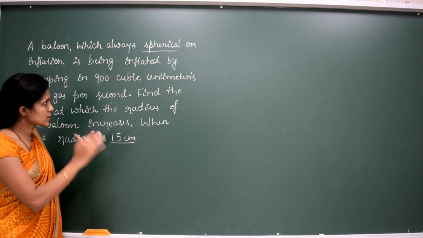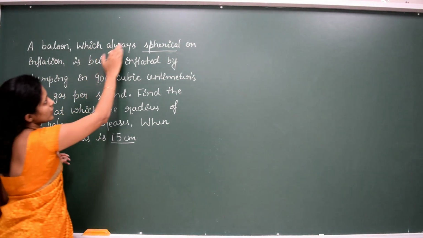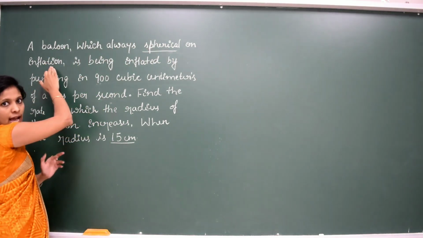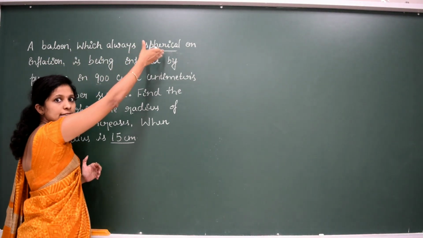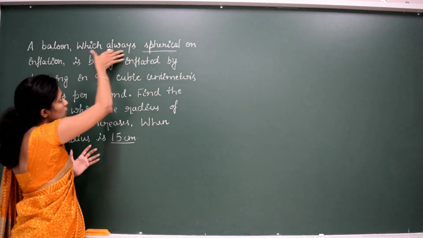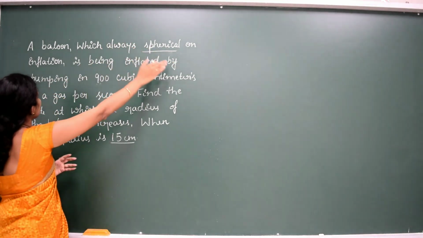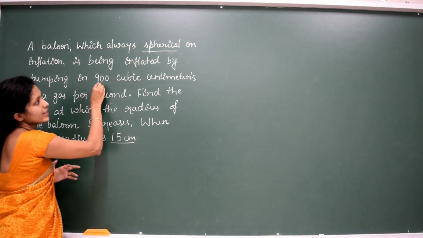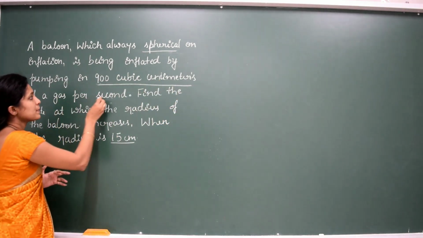See this question. First we will read it. See what is given. A balloon which is always spherical on inflation. The balloon is given which is in the spherical shape. This is a problem based on the sphere, right? First you understand that balloon is in the spherical shape. Now it is being inflated by pumping in 900 cubic centimeters of a gas per second.